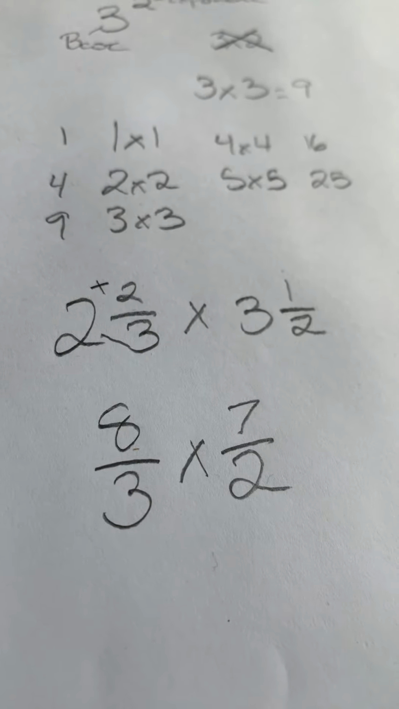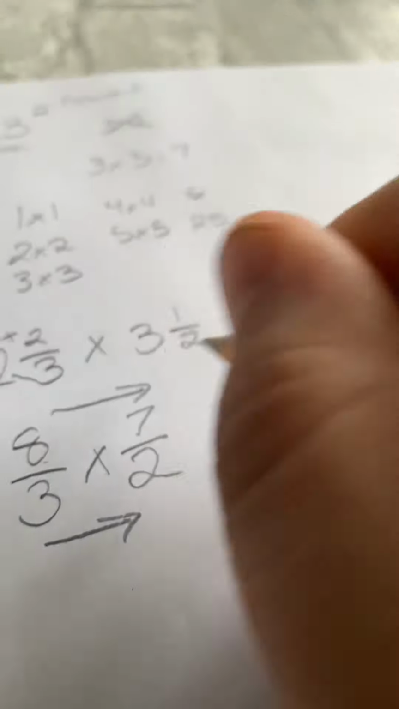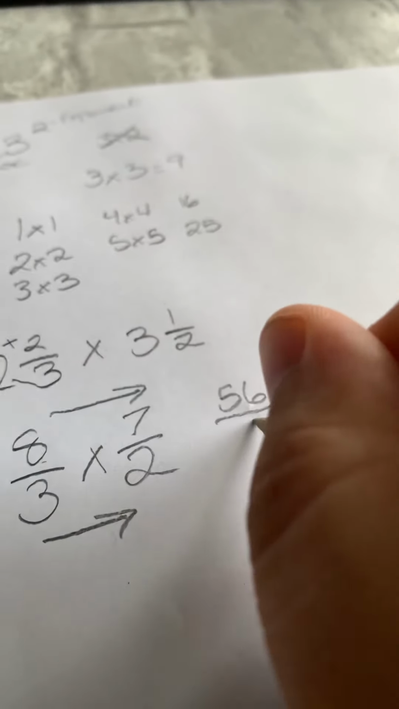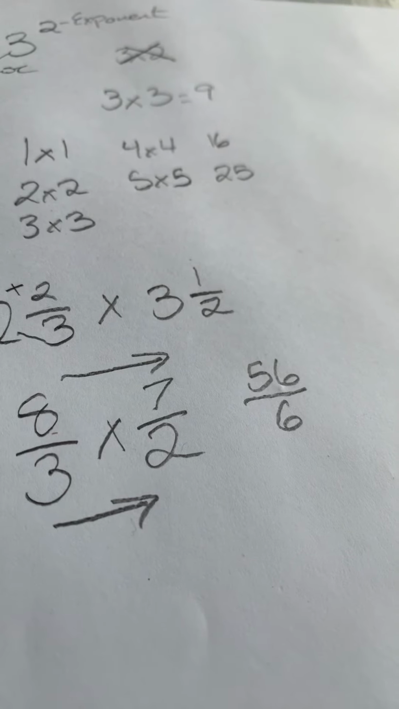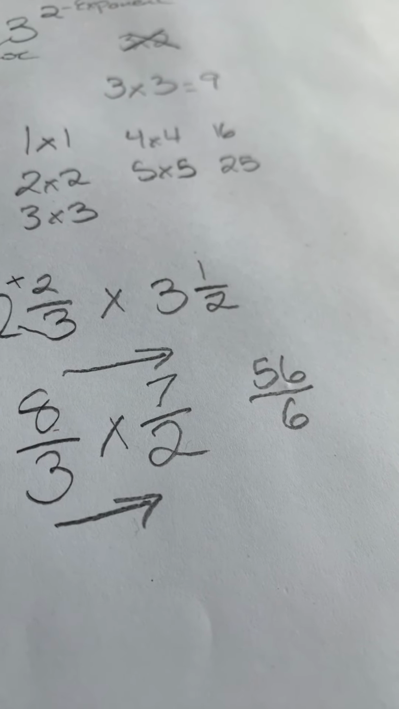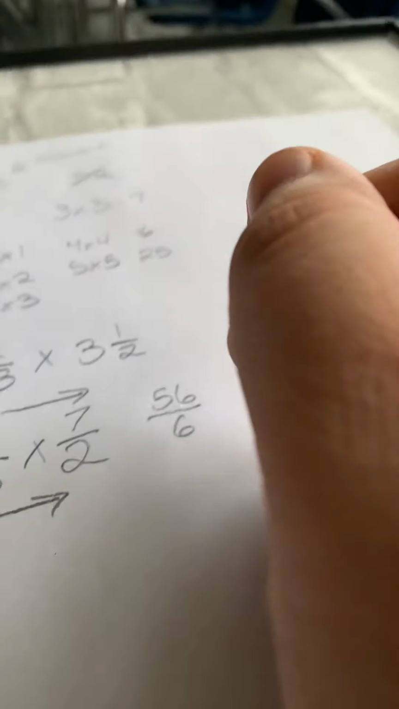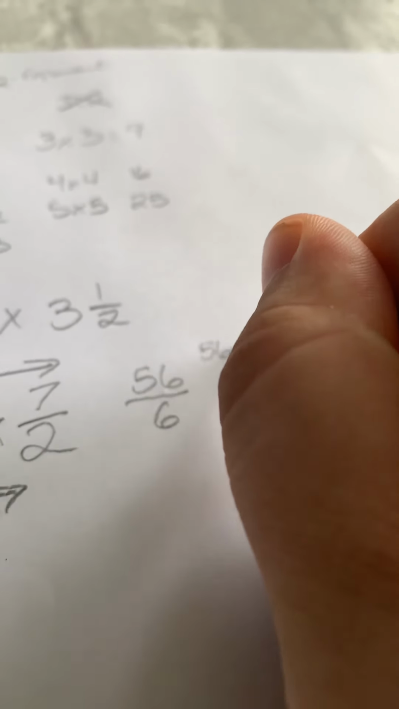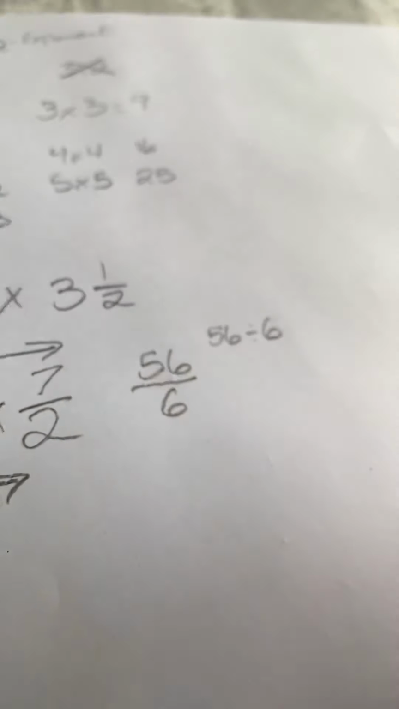Now I can multiply it. Again, to multiply, I just have to multiply straight across. 8 times 7 is 56. 3 times 2 is 6. Now, I can't leave that as an improper fraction. What we need to remember again is I read this as 56 divided by 6.